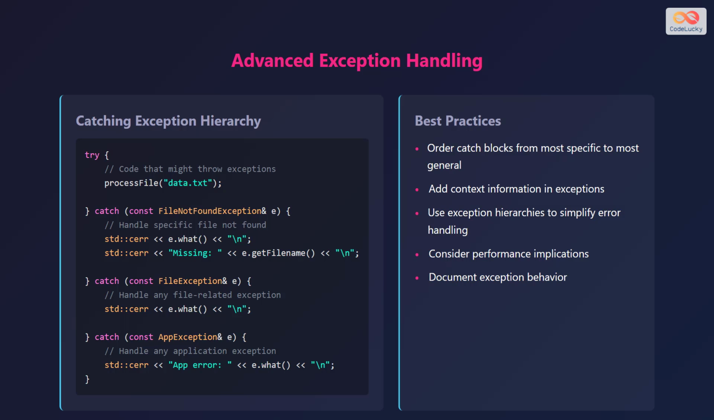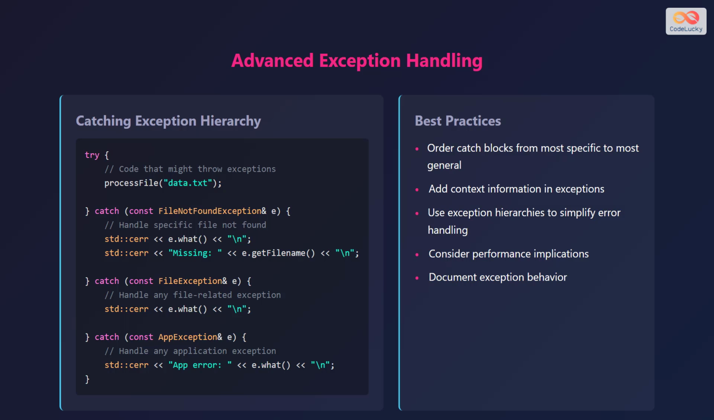Now let's delve into advanced exception handling techniques. When dealing with an exception hierarchy, you can catch exceptions at different levels of specificity. Here's an example showing how to catch exceptions within a hierarchy. We have a try block that calls a function that might throw exceptions. We have multiple catch blocks to handle exceptions. The first catch block specifically catches FileNotFoundException. The second catch block catches FileException, which will handle any file-related exceptions not specifically caught by the first block. The third catch block catches ApplicationException, which will handle any application exceptions not caught by the previous blocks.